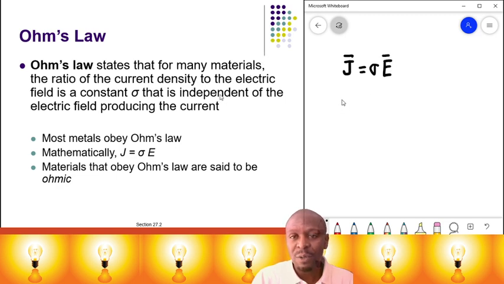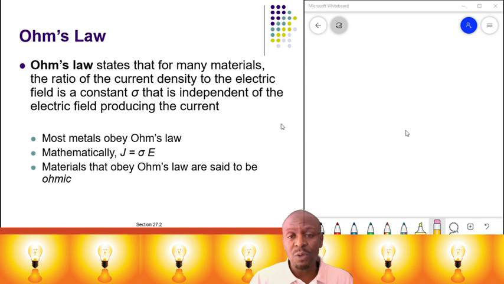Now, Ohm's law states that the ratio of the current density to the electric field is equivalent to a constant, because I have to divide by E. If I write this E here, I must cancel this other E here, and that constant is what we call the conductivity of this material.